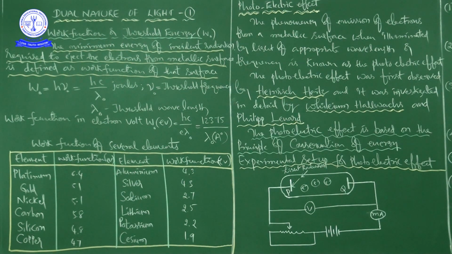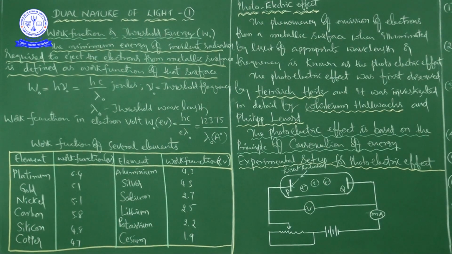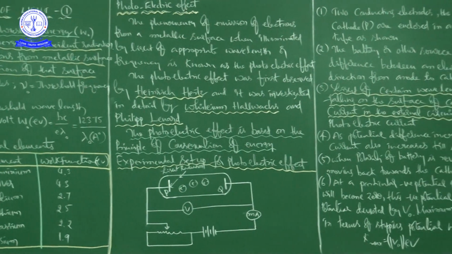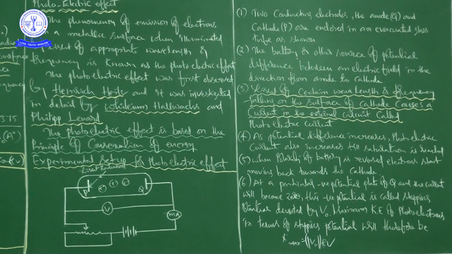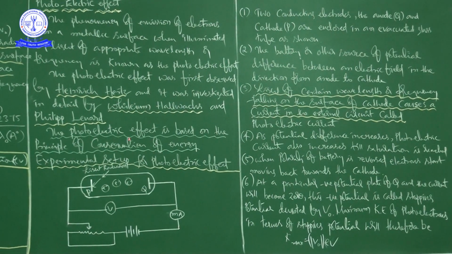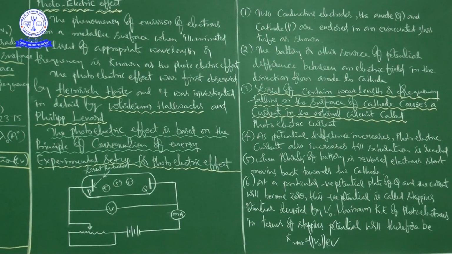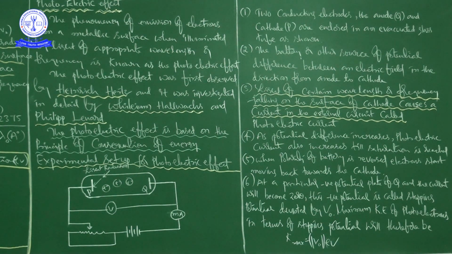See this: the phenomenon of emission of electrons from a metallic surface, when illuminated by light of appropriate wavelength or frequency, is known as the photoelectric effect. I will repeat once again, it is the important definition. I already told you, but once again I am repeating it.